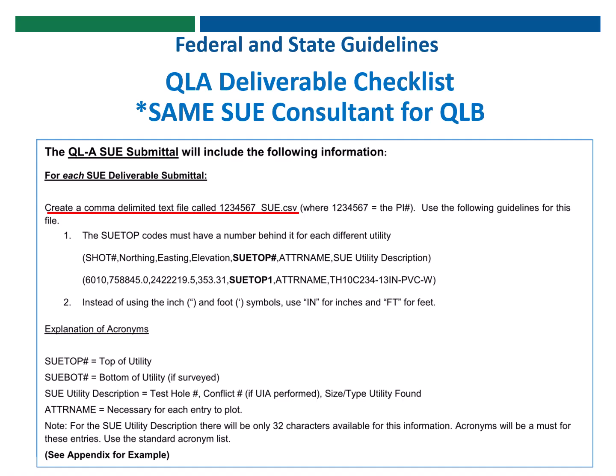So this is the CSV file. If you've completed a B or if you did not complete a QLB, you're still required to submit a CSV file, and it is in Excel format. And you will need to have the proper name. The proper name would be the PI number underscore SUE.csv, and Raymond Chandler will be giving additional details about this CSV file later on in this presentation.